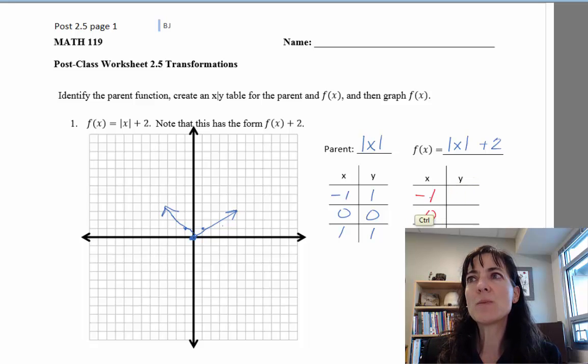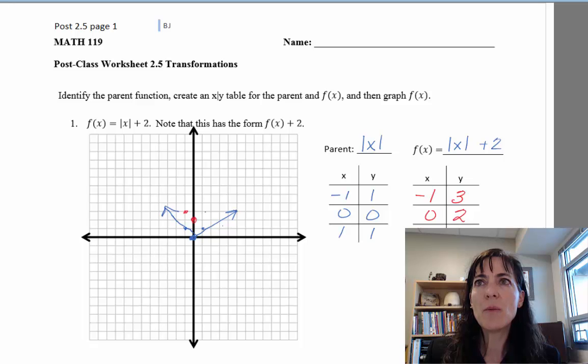Or I can think, okay, here's my -1, put it in for the absolute value of x. That'll give me a +1. Add a 2, and that's going to give me a +3. Plug in 0 for the x, that's going to give me a 0, and then plus 2, that'll give me a +2. Plug in the 1 for the absolute value, still a 1, and then add 2 to that, and I'll get a 3 for this one. Now let's plot those points. So I'm here at 0, 1, 2 for the y direction, and then -1, 3, and +1, 3. So I can see my V taking shape again.